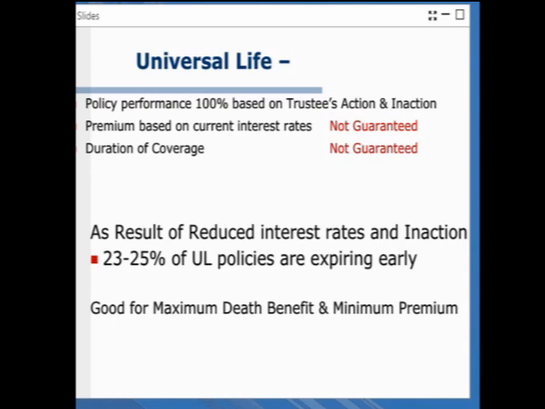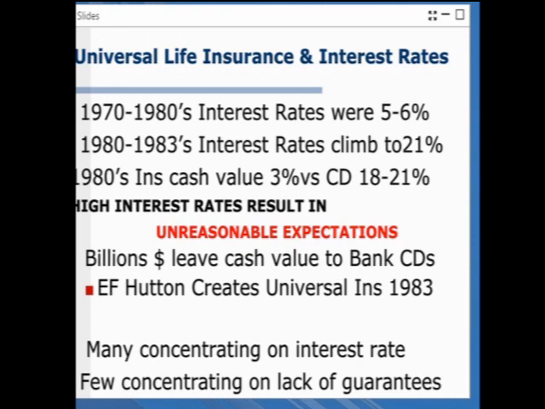A couple of facts about universal life insurance. Or I should say a little bit of history first. Back in the early 70s, as Randy mentioned, interest rates were always hovering around 5-6%. Then we hit the 1980s when interest rates climbed above 21% for the first time in history.